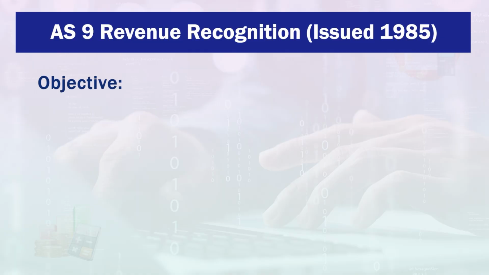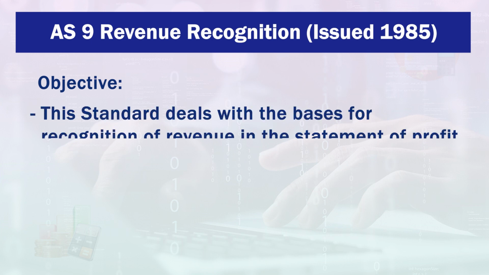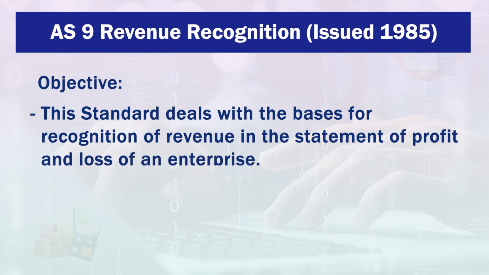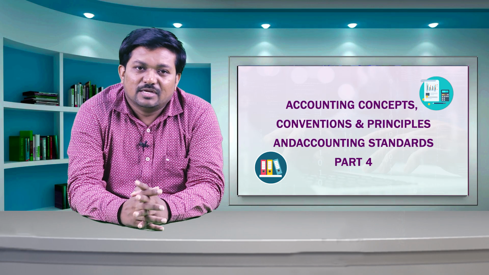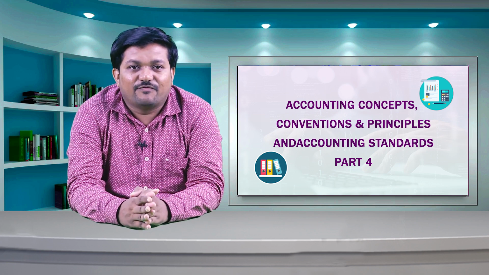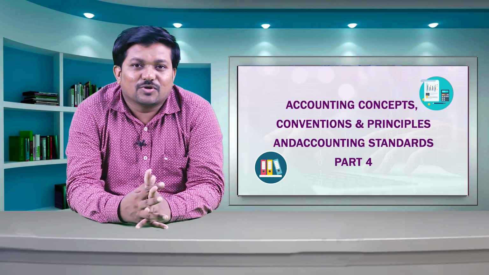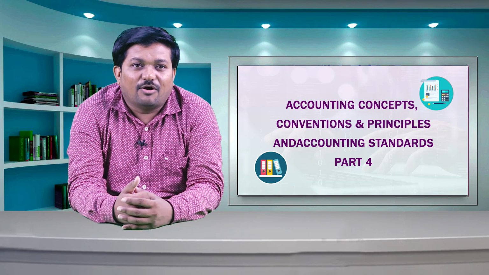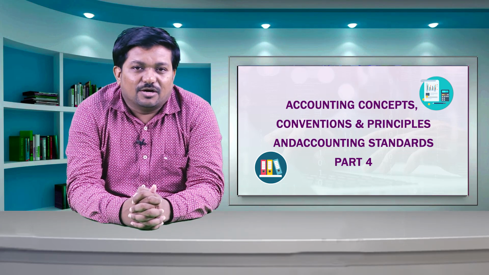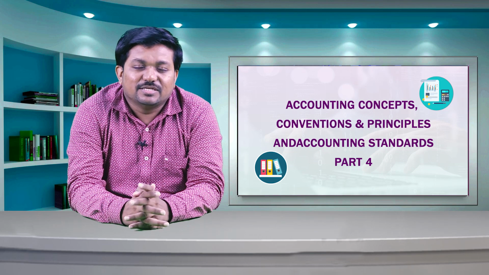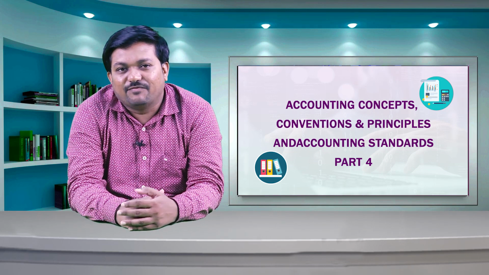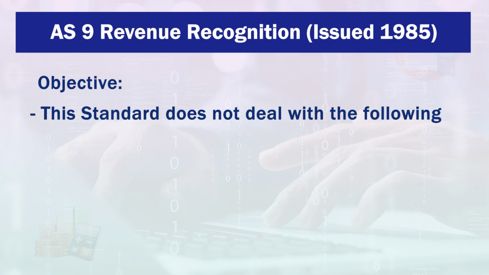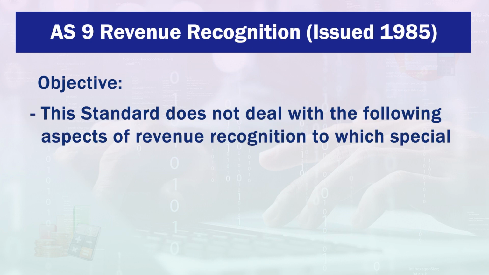Now, we will see the objective of this accounting standard. This standard deals with the basis for recognition of revenue in the statement of profit and loss of an enterprise. The standard is concerned with the recognition of revenue arising in the course of the ordinary activities of the enterprise from the sale of goods, the rendering of services and the use by others of enterprise resources yielding interest, royalties and dividends. This standard does not deal with the following aspects of revenue recognition to which special considerations apply.